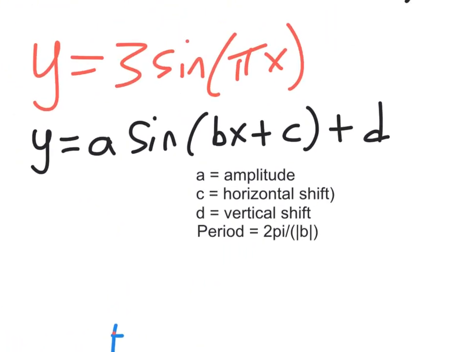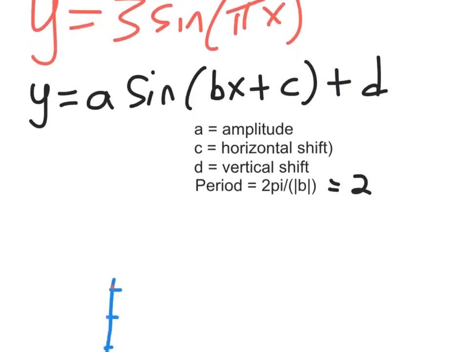And then the other important piece that we have is the period. And the period is always found by taking 2 pi and dividing it by the absolute value of your b. In this case, b is pi. So 2 pi divided by pi, our period is 2. And a period just means how many spaces on the x-axis it takes before the function starts repeating itself.